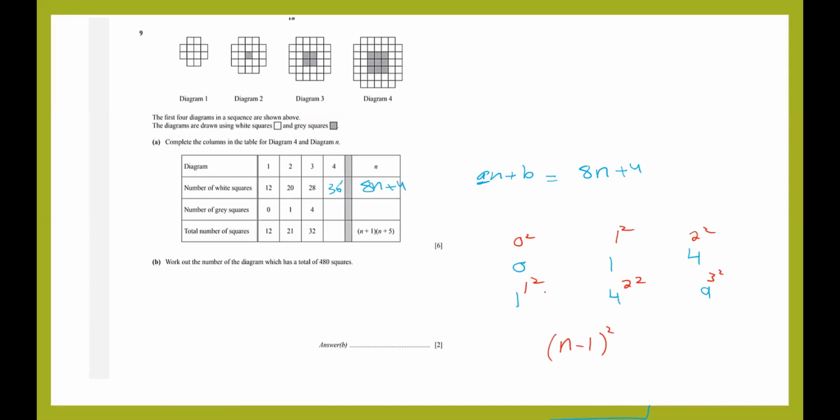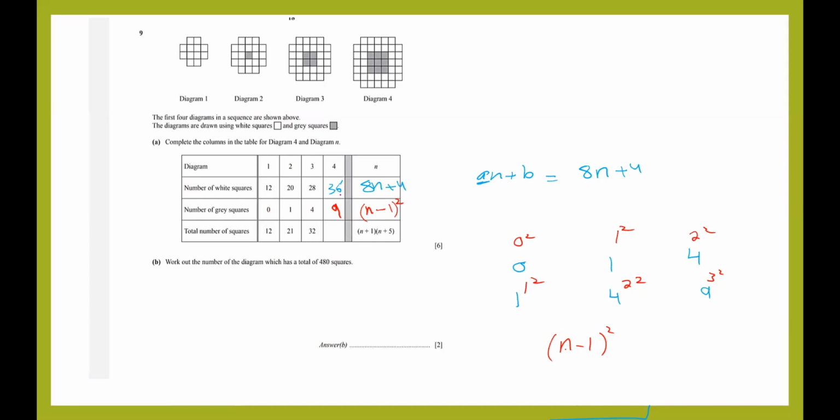If you try to do it in here, the first term, n is 1. 1 minus 1 is 0. 0 squared is 0. N is 2. 2 minus 1 is 1. 1 squared is 1. Then if n is 3, 3 minus 1 is 2. 2 squared is 4. If n is 4, the fourth diagram, 4 minus 1 is 3. 3 squared is 9. So the remaining here is 9. And the nth term is n minus 1 whole squared.